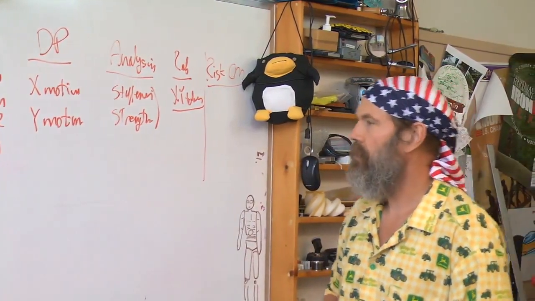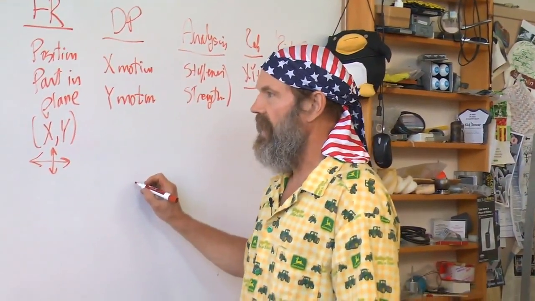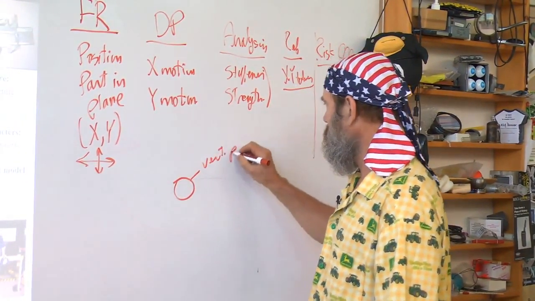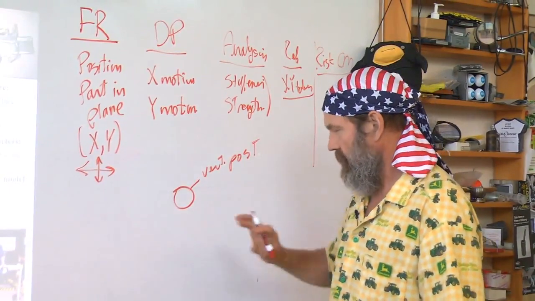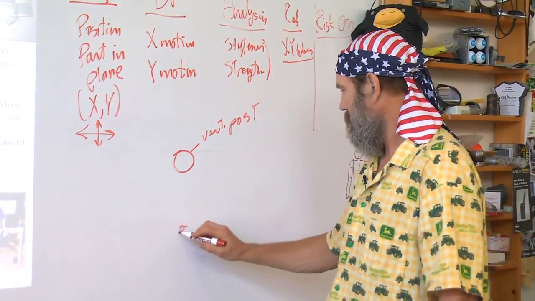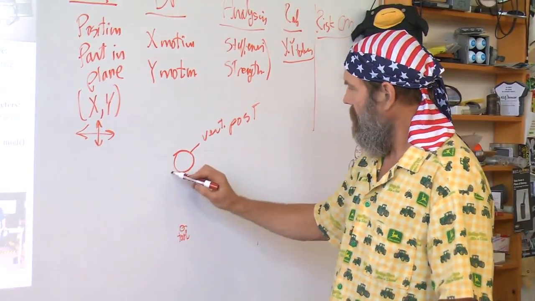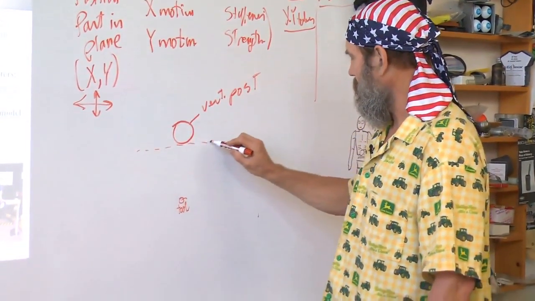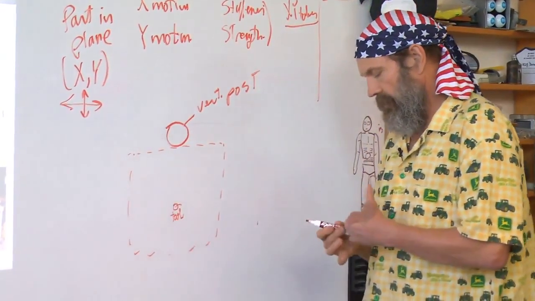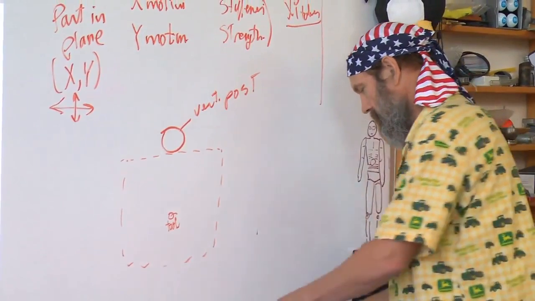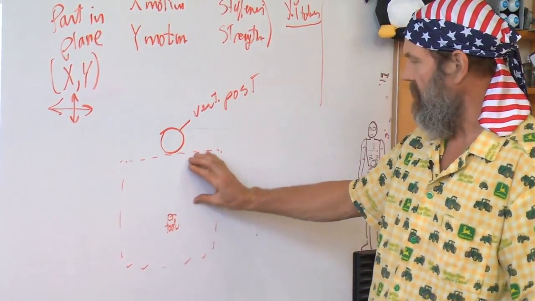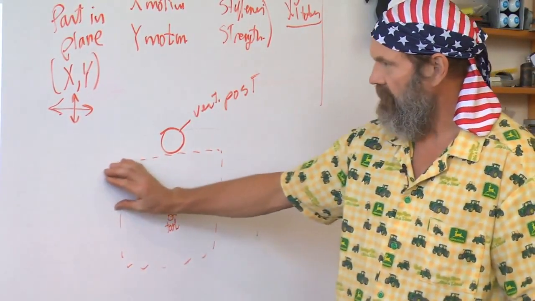So I'm going to start my layout with the vertical post. I'm going to assume that's a given. This is a plan view looking down. Here is the tool, and I'm going to want this to be my work zone. I have to be able to define how much the part should be able to move up and down and left to right.